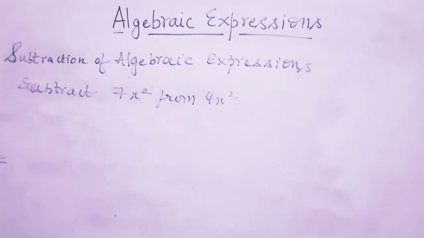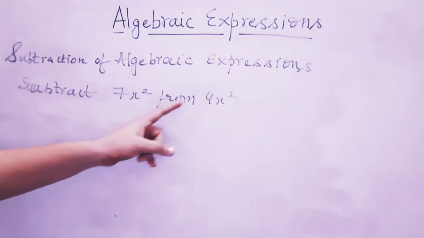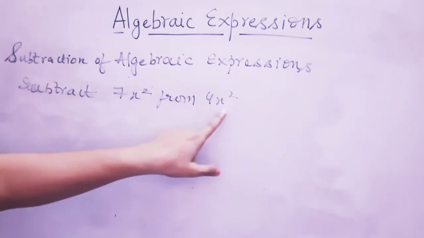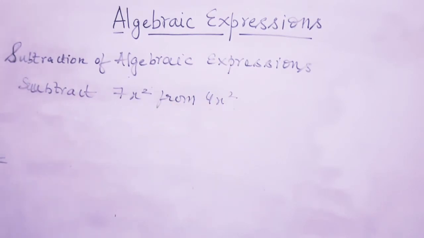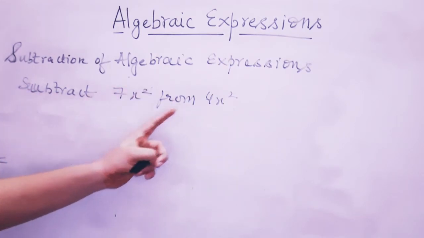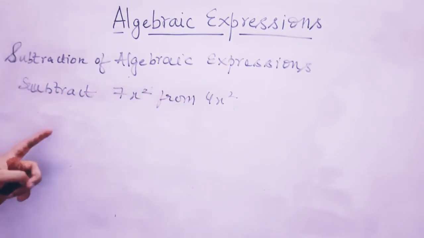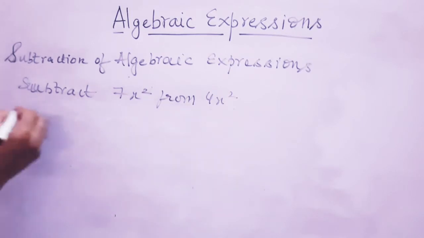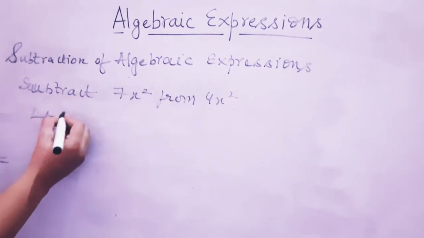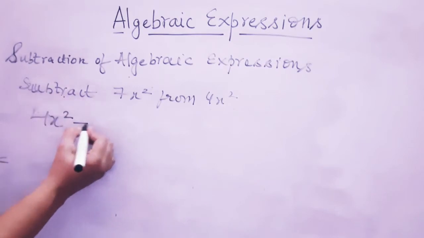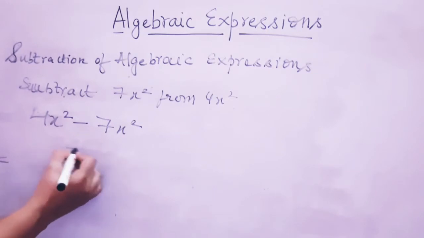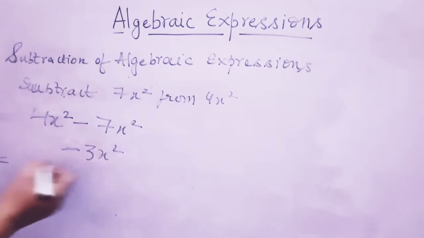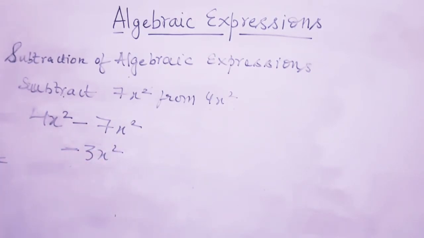One thing I have already told you, whenever anything is written just after the word from, that is going to come first. The term written after from, while performing subtraction, is going to come first. So this is written after from, so it will come first. So 4x square, subtract is written, so that is by minus 7x square. Now plus minus minus, sign of the greatest number, so the final answer will be minus 3x square, right?